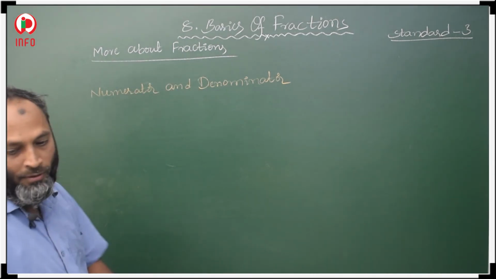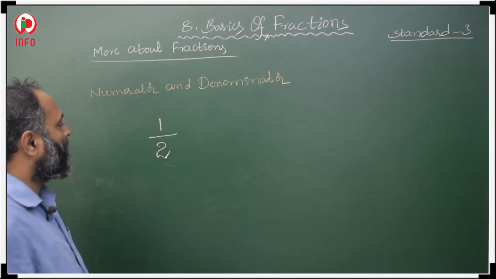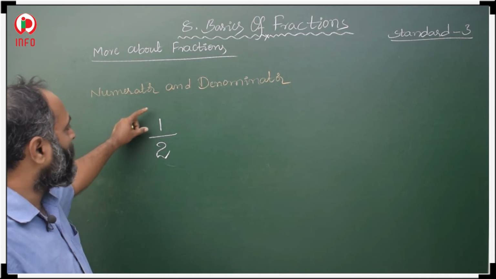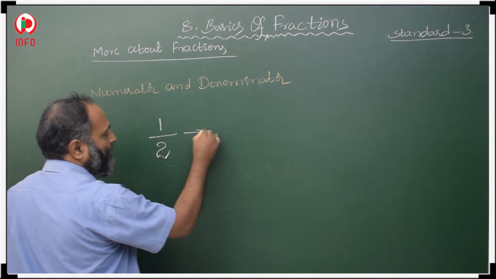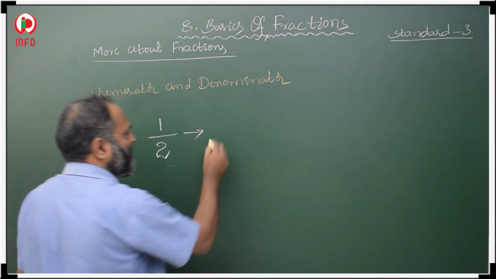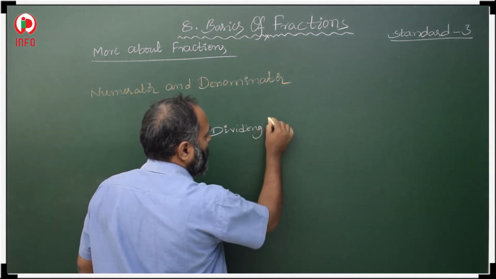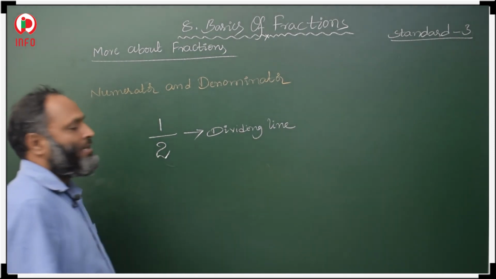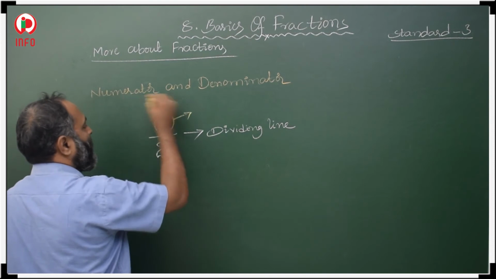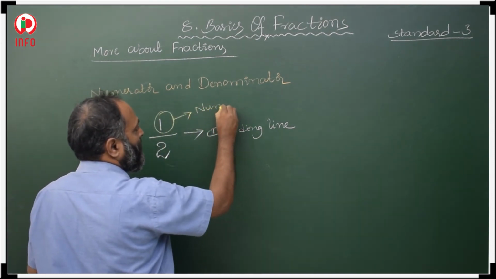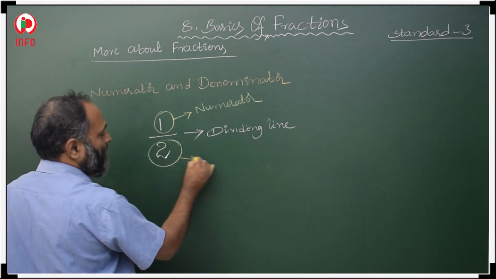For example, one fraction is half, 1 by 2. This fraction is divided into 2 parts. This is the first part, this is the second part, and this one is called the dividing line. So this one is called the numerator. What is it called? Numerator. And this is called the denominator.